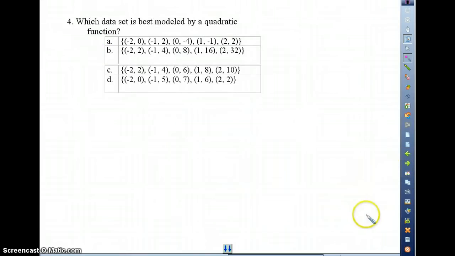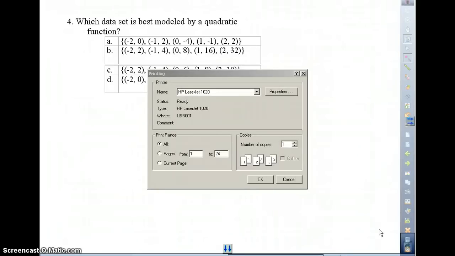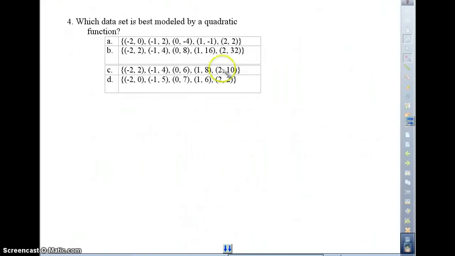Number 4, which data set is best modeled by a quadratic function? What's true of quadratic functions? They have a common second difference. So I'm going to give you guys time to figure this one out. Check for a common second difference. Okay, you're looking for a common second difference in your y's. I always check my x's first. Those are all increasing by 1. That one increased by 2. That one went back 6. It's not A.